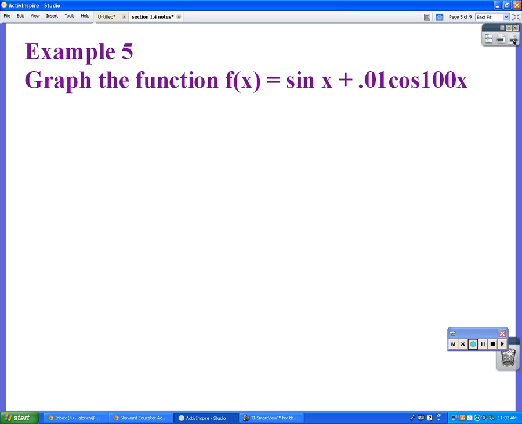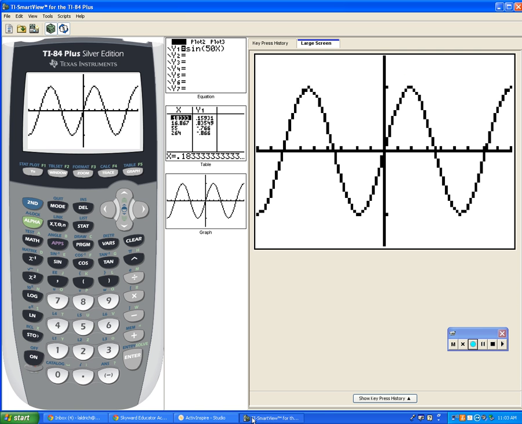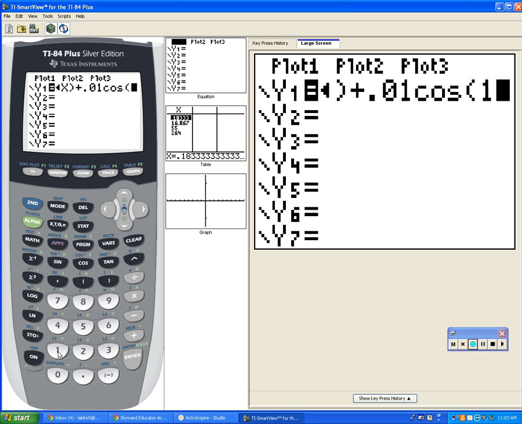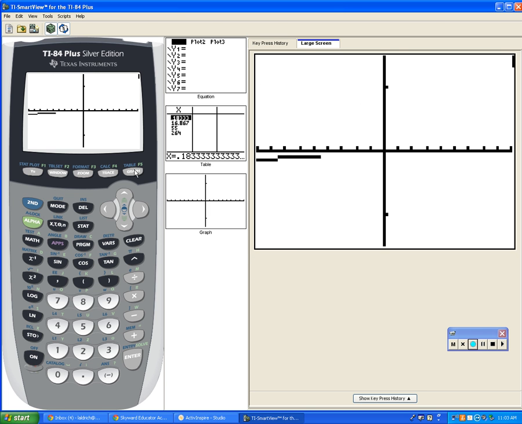Okay, so sine of x plus 0.01 cosine of 100x. I think I did it. All right, and now if I look at the graph, I have a bad viewing window. I'm going to go negative 6.5 to 6.5.